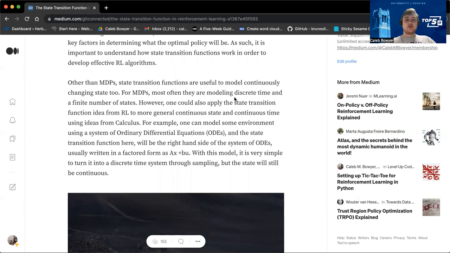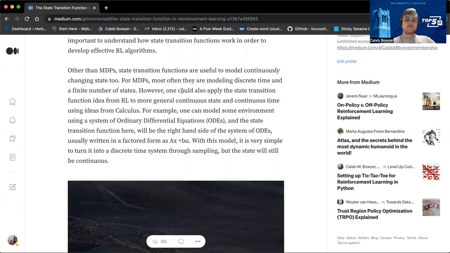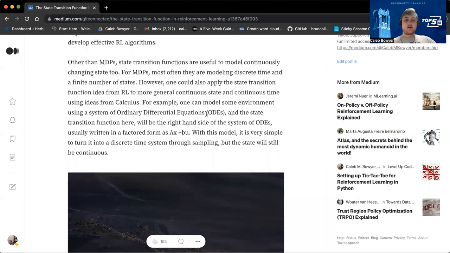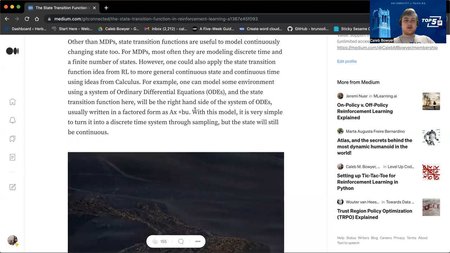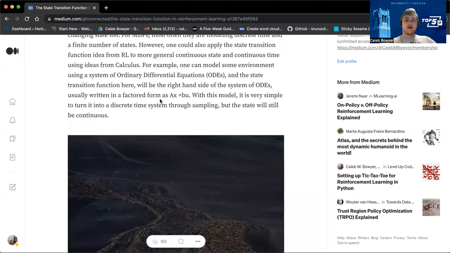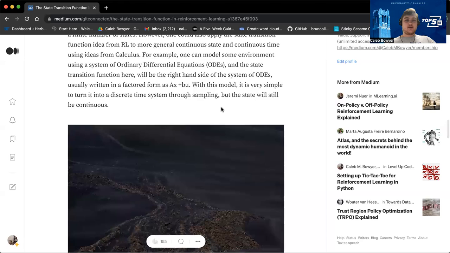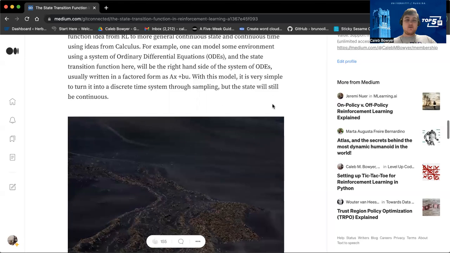Other than MDPs, state transition functions are useful to model continuously changing state too. For MDPs, most often they are modeling discrete time and a finite number of states. However, one could apply the state transition function idea from RL to more general continuous state and continuous time using ideas from calculus. For example, one can model some environment using a system of ordinary differential equations, ODEs. And the state transition function here will be the right-hand side of the system of ODEs, usually written out in a factored form as AX plus BU. With this model, it is very simple to turn it into a discrete time system through sampling, but the state will be continuous still.